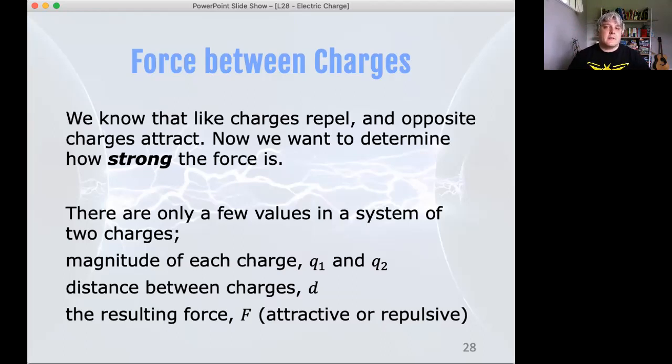All that actually matters is the magnitude of each charge, Q1 and Q2. Q is a very common term for charge for some reason, so we're using a lowercase q1 and q2 for our two charges, the distance between them, and the resulting force. That's the only actual values of interest. Yes, the objects will have mass, but that's not going to affect this force. It'll affect the acceleration the object experiences as a result of the force, but it won't affect the force itself. Just the charges and the distance.